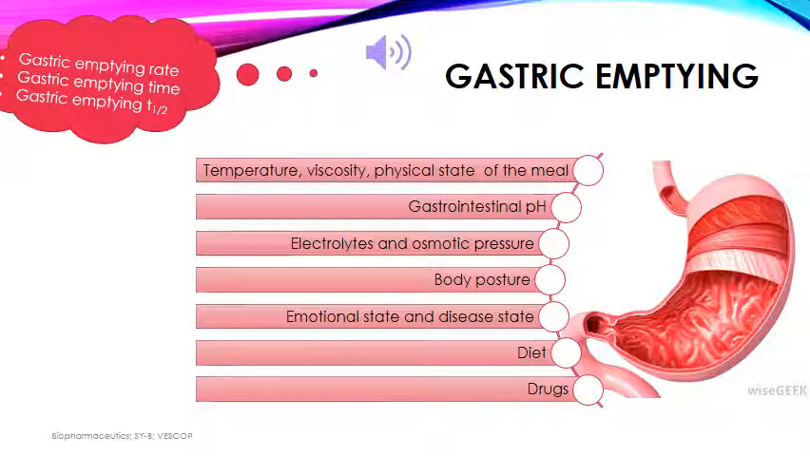In the condition of emotional stress and anxiety and in disease states like gastric ulcer and diabetes, the gastric emptying rate decreases. Drugs such as antacids and antiemetics stimulate gastric emptying. Also, water and isotonic solutions empty the stomach rapidly.